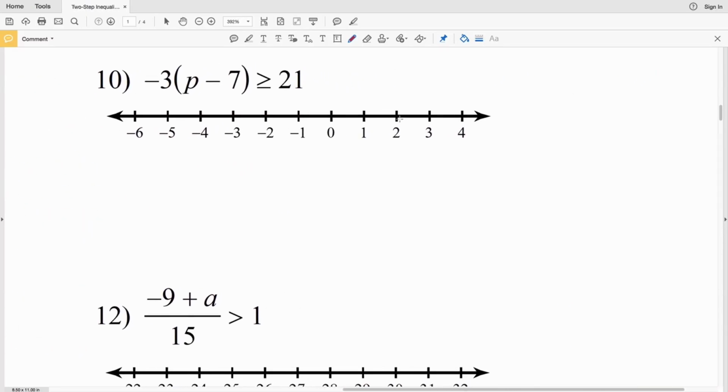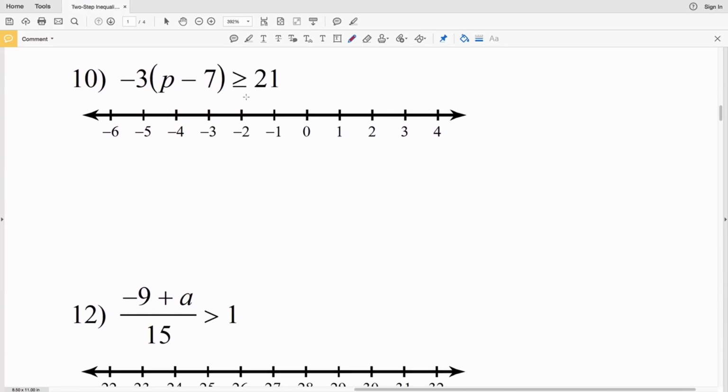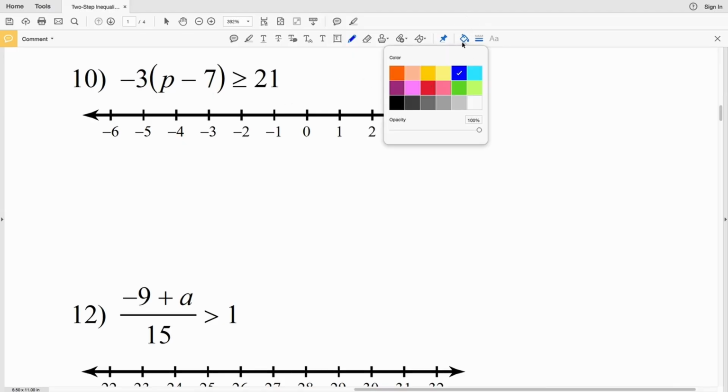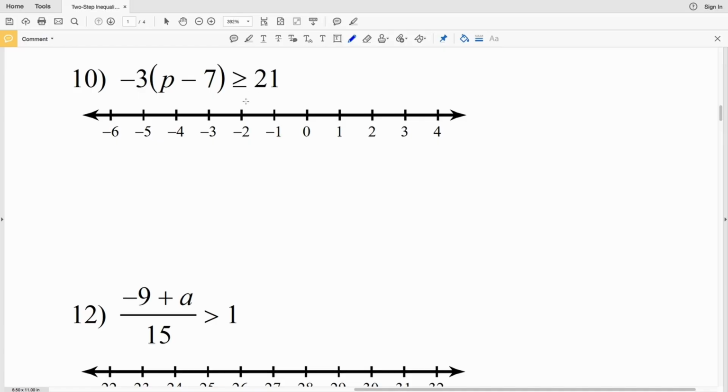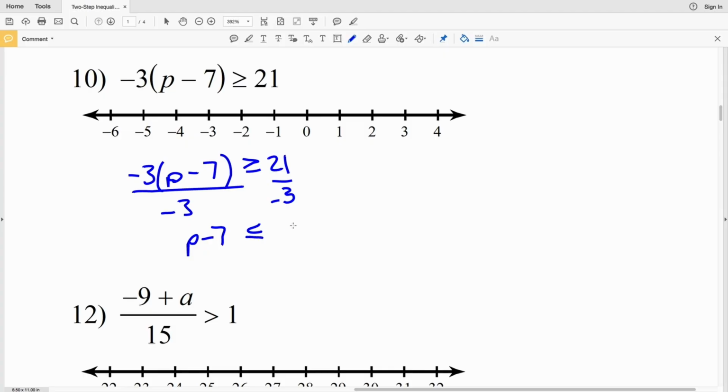Number 10, we have negative 3 times p minus 7 is greater than or equal to 21. I know that 3 can go into 21 evenly, so I'll start by dividing by the negative 3. Again, since I'm dividing by a negative, I'm flipping the inequality. So I'll have p minus 7 on my left is now less than or equal to 21 divided by negative 3, which is a negative 7.